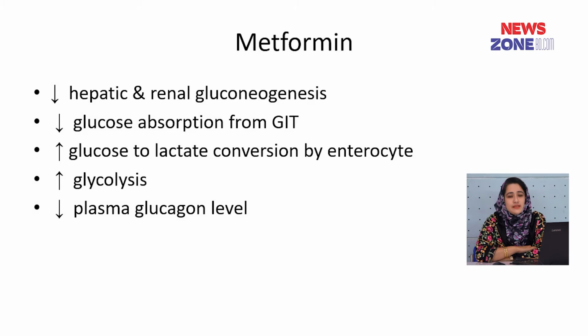How do the biguanides or metformin act? It acts by 5 different mechanisms. Number 1 is reduced hepatic and renal gluconeogenesis. Number 2, decreased glucose absorption from the GIT, and number 3 is increased glucose to lactate conversion by enterocytes. Number 4, increased glycolysis. Number 5, decreased plasma glucagon level.